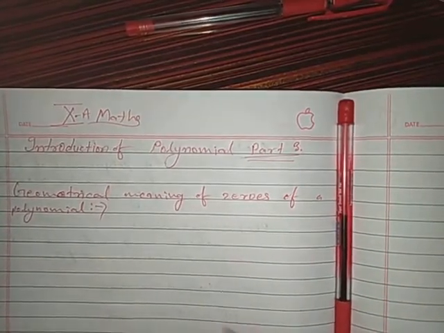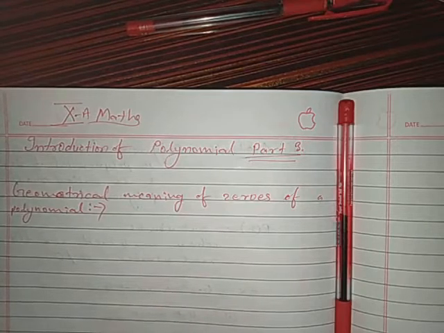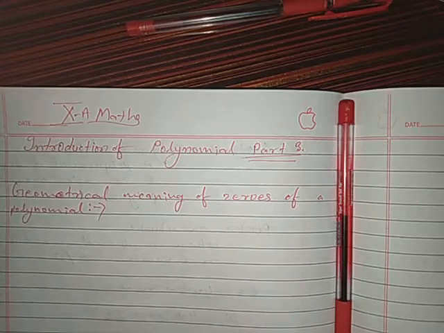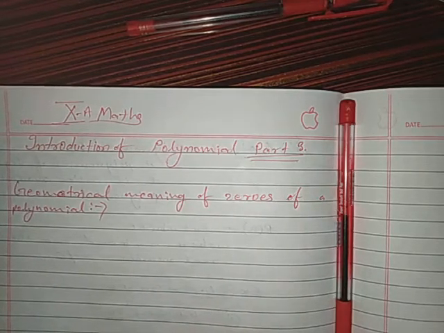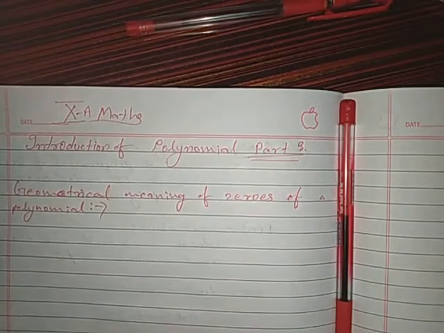In fact, for any quadratic polynomial ax square plus bx plus c, where a is not equal to 0, the graph of the corresponding equation y is equal to ax square plus bx plus c has one of two shapes, either open upward like u or downward like an inverted u, depending on whether a is greater than 0 or a is less than 0. These are called parabolas.